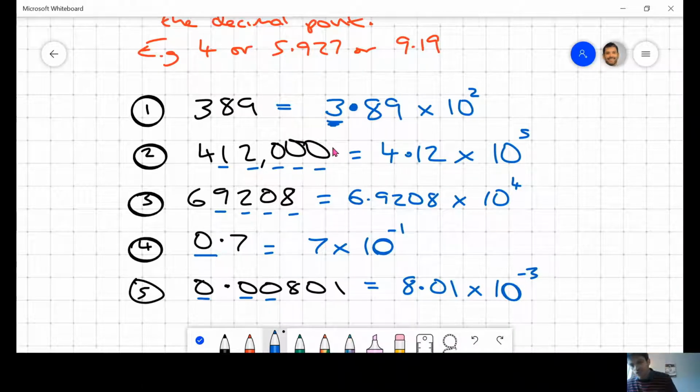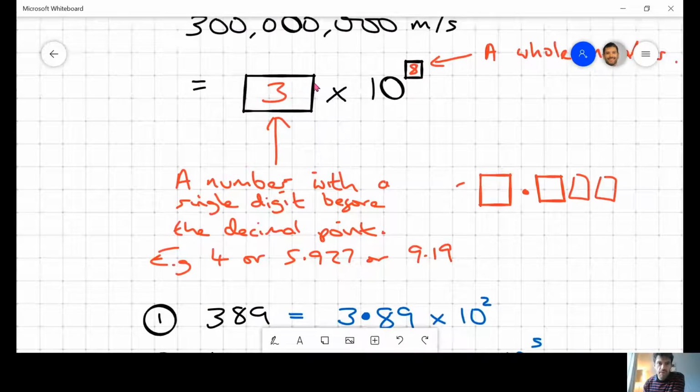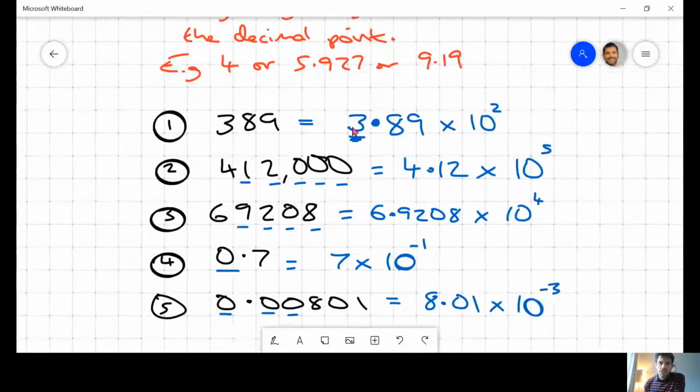So I should have done those more as examples, really, because I think once you've seen a few of these examples, you can understand a little bit more clearly what on earth I was on about up here. Okay, so look, it's 3.89, 4.12, 6.9208, 7, 8.01. Okay, it's always going to be between 1 and 9 in the ones column.